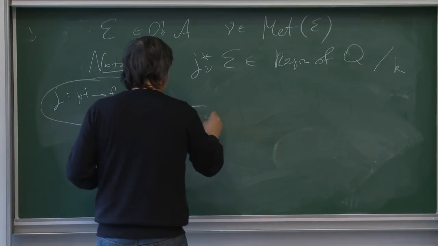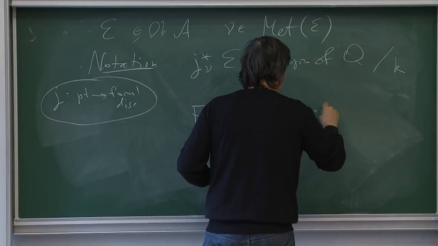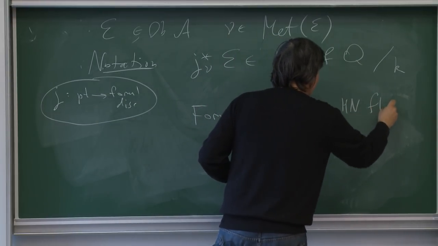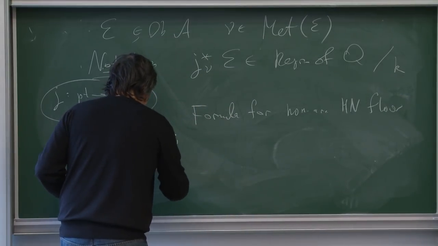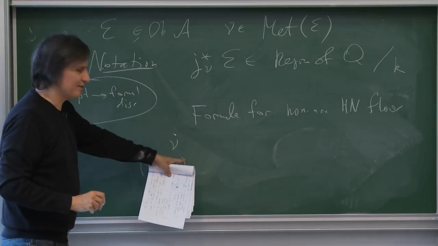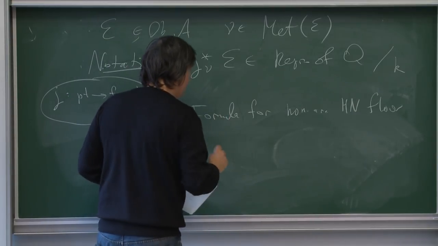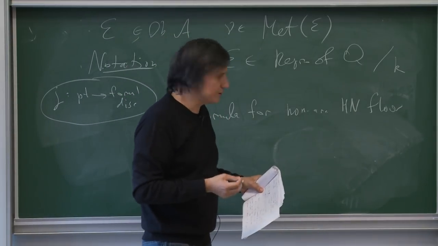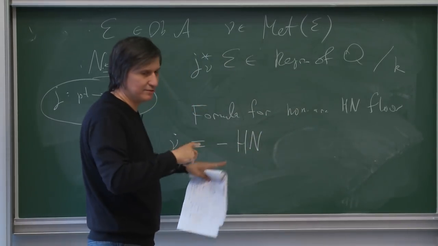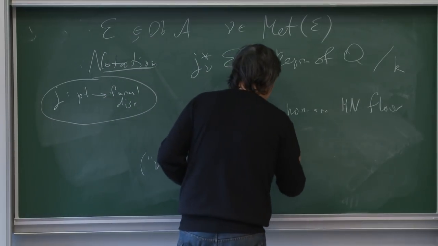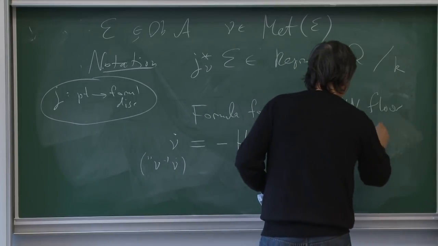And the formula for the non-Archimedean HN flow is the following. Nu dot, or maybe one can think in terms of a Hermitian matrix, nu inverse dot. It's a tangent vector, which should be given by some filtration. And what is the filtration? It's minus the Harder-Narasimhan filtration, taken with decreasing numbers replaced by minus numbers, on this object.